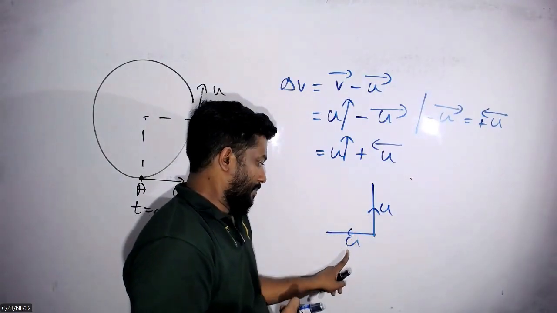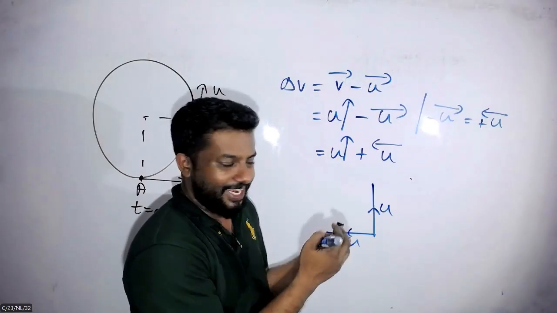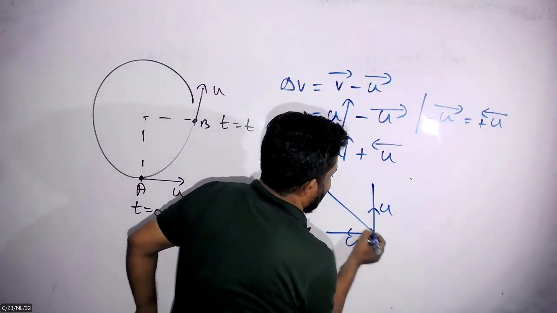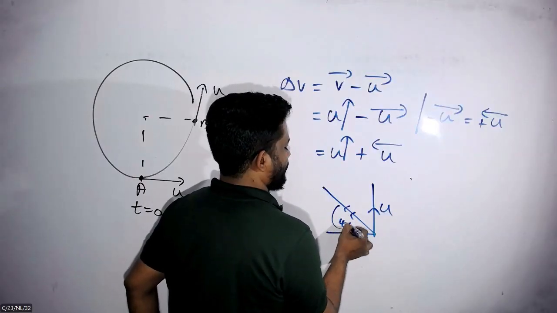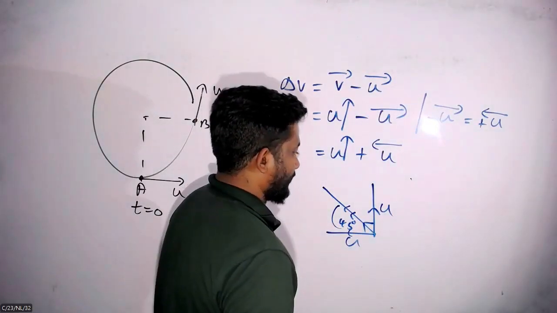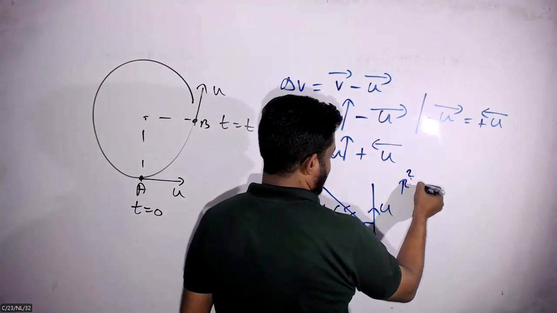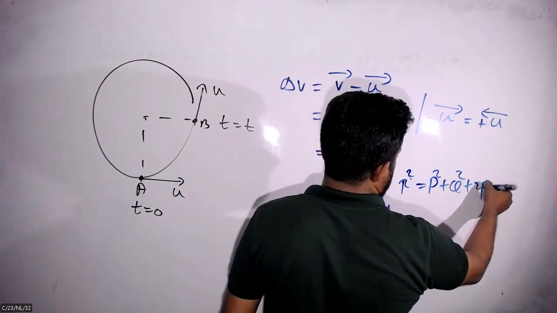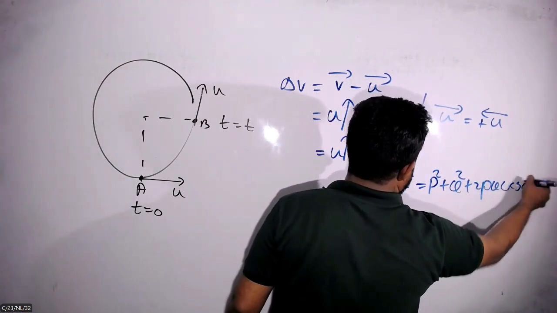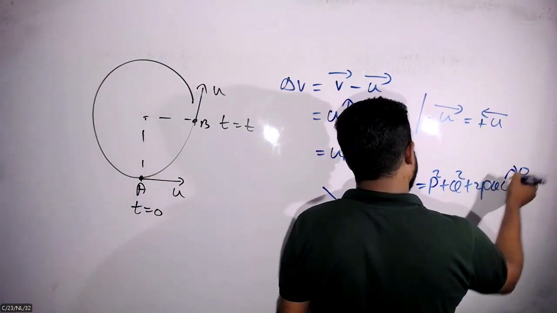Here the magnitude of the two vectors are equal. Therefore, the resultant should bisect the angle between the two vectors. Therefore, this angle should be 45. To find the resultant, you can use components or the parallelogram law. R squared is equal to P squared plus Q squared plus 2PQ cos 90. The angle between the two vectors is 90. Therefore, this term is 0.